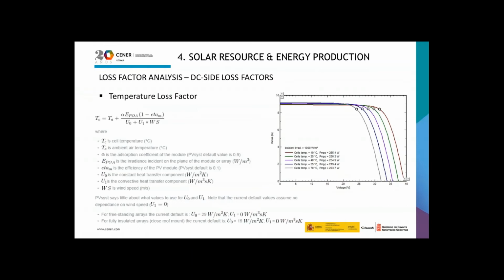The loss factors of the DC side are related to the behavior of the photovoltaic modules and their interconnection. The most important effect on energy production is the cell temperature of the photovoltaic modules due to the nature of the photovoltaic conversion. There are various methods for calculating this loss factor. Each photovoltaic system simulation software has one of these methods implemented, which normally take into account the incident irradiance, ambient temperature, and wind speed.